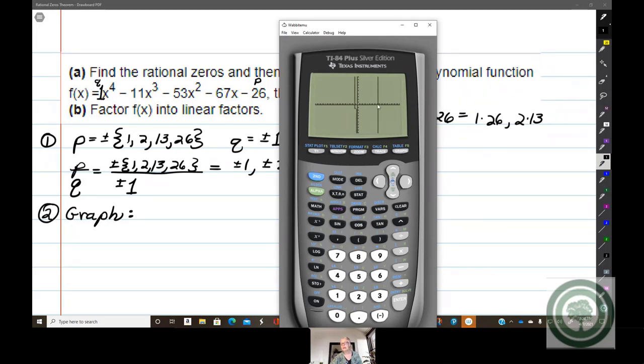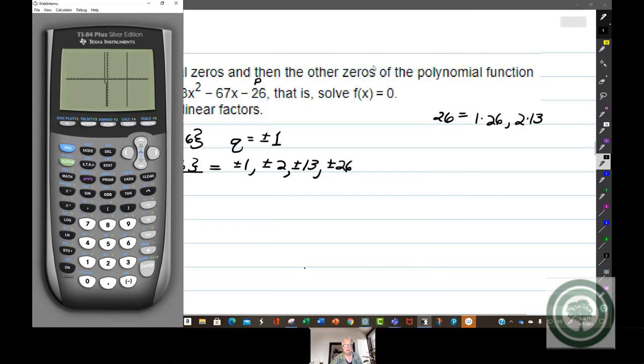Aha, there was another one out there. And it looks like, if it were positive 26, it would be farther out here. So I bet that's 13. So now I'm going to improve my window. I just wanted to see. You can't know everything. This is called hidden behavior. You have to kind of check all your bases.